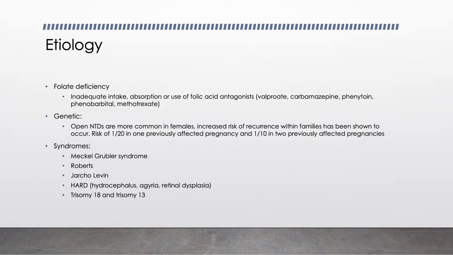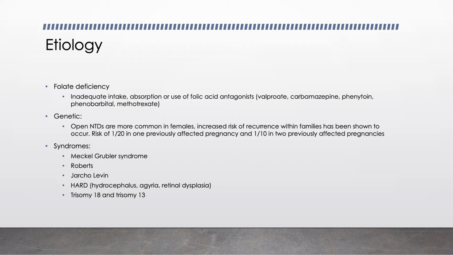Okay, so in terms of etiology, neural tube defects have been shown to be caused by deficiency in folate. So this can be due to either inadequate intake, absorption, or use of folic acid antagonists in the form of drugs, so anti-epileptics, such as your valproate, carbamazepine, phenytoin, phenobarbital, and methotrexate.